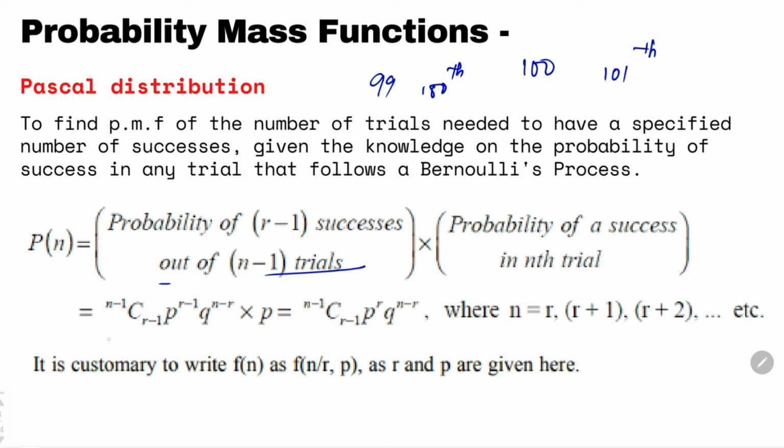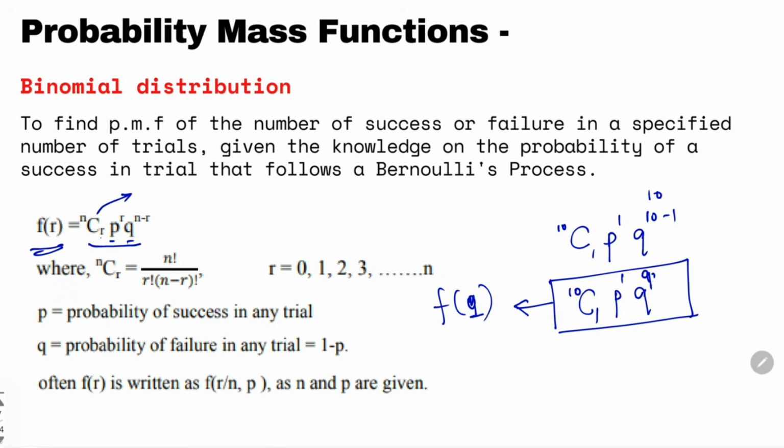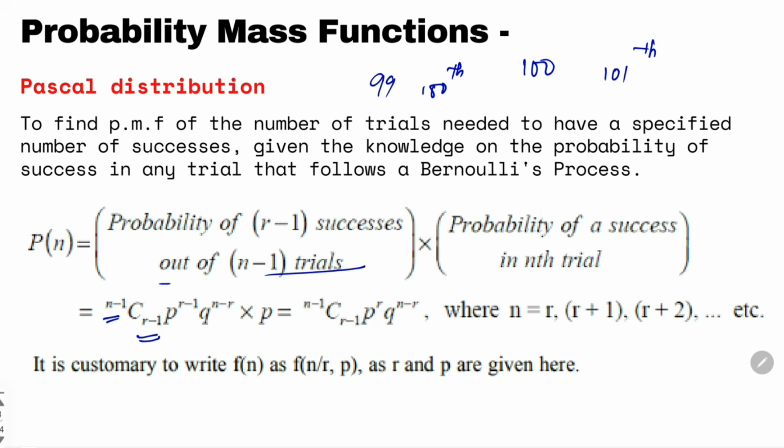Okay, and this is the formula. First we will find the probability of r minus 1 successes in n minus 1 trials. So this is kind of an extension of the previous distribution we saw, the binomial distribution. So r minus 1 successes out of n minus 1 trials means n minus 1 C r minus 1, p raised to r minus 1 into q raised to n minus r, multiplied by the probability of a success in the nth trial.